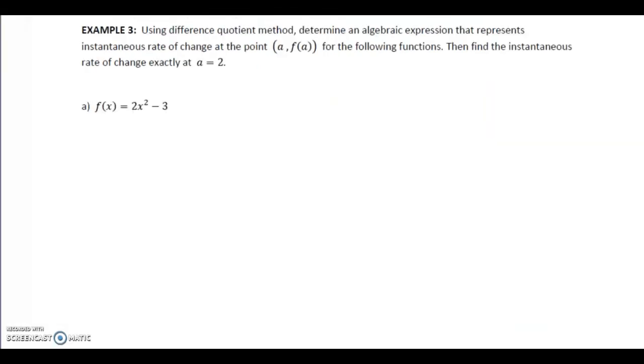Using the difference quotient method, determine an algebraic expression that represents the instantaneous rate of change at this point, a comma f at a, for the following functions. Then find the instantaneous rate of change at exactly a equals 2. So what we're going to do is the general form, or we can call this the theory. I'm going to show you how to do that, and once we do the theory or the general form, then we're going to actually sub in a equals 2.